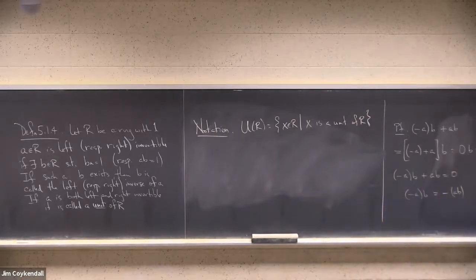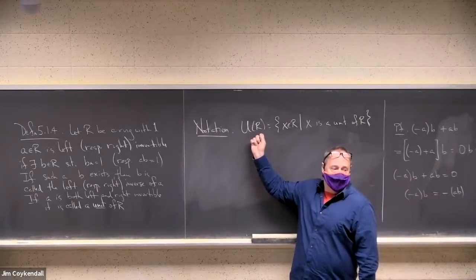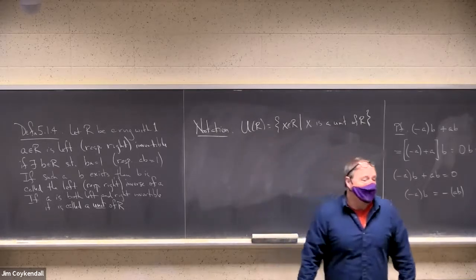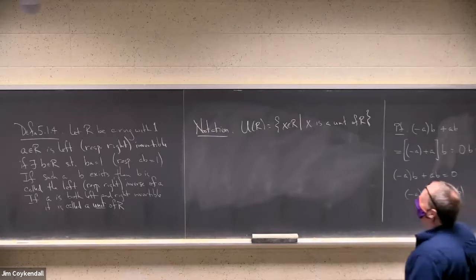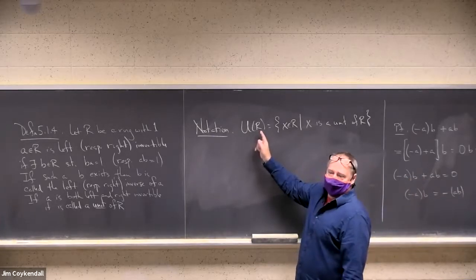If I say U of R, this is the collection of units of R. These are the elements that are both left and right invertible. Notice implicit in this notation is that R must be a ring with identity, right? Because it doesn't make any sense to talk about units if you don't have something to invert them to, right? Let me point out the units of R is in fact a group, right? This is actually a multiplicative group that is contained inside the non-zero elements.